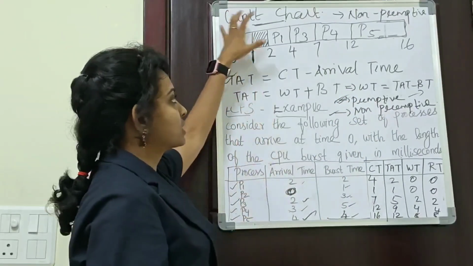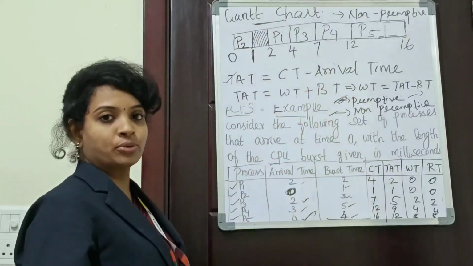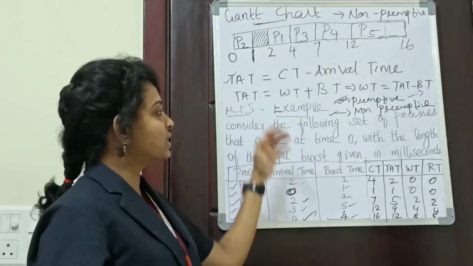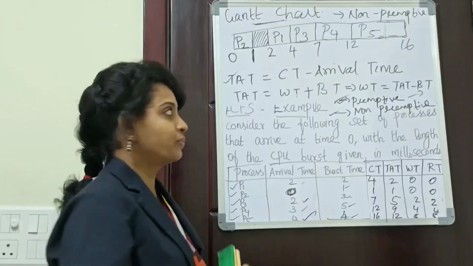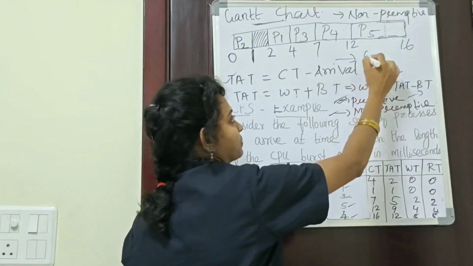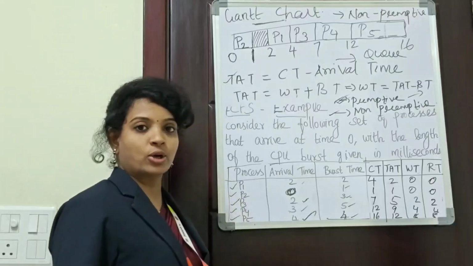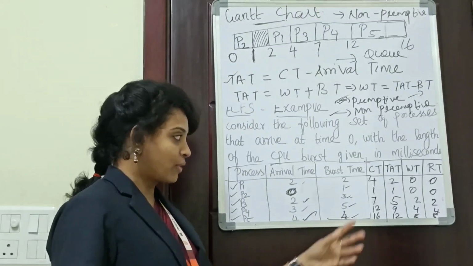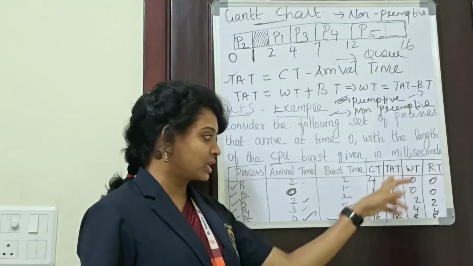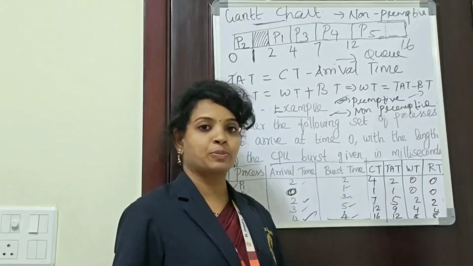First come first serve scheduling is a non-preemptive scheduling algorithm, and it uses the queue data structure to execute its operations. Okay. So now we have calculated the completion time, turnaround time, waiting time and response time.